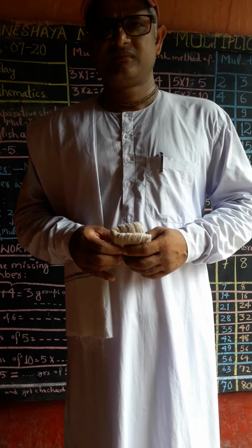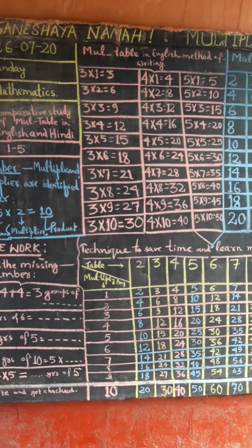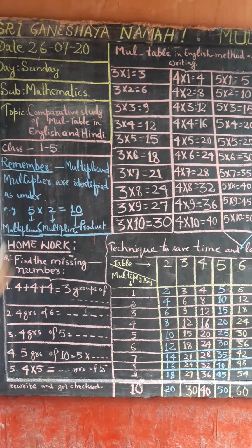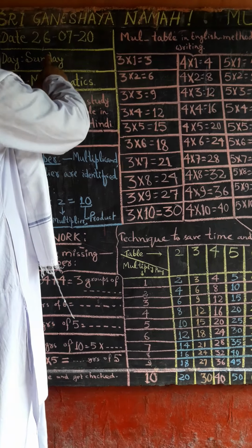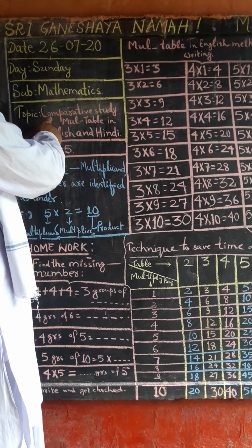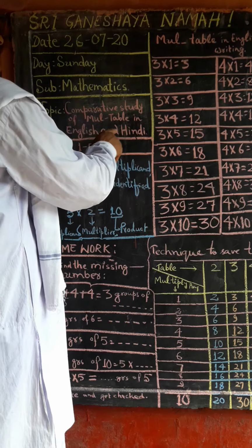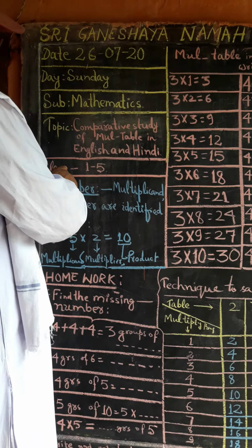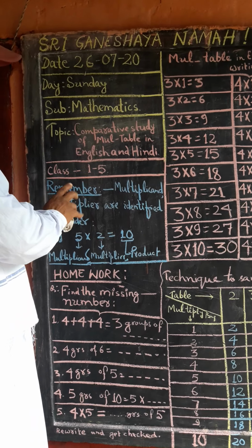So practice it and learn. But before starting, I would give you general instruction about today. Today is 26th of July 2020. Day is Sunday. Subject: mathematics. Topic is comparative study of multiplication table in English and Hindi. It is applicable for class 1 to 5.